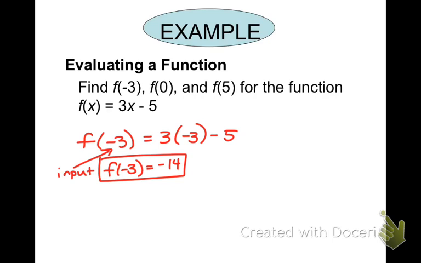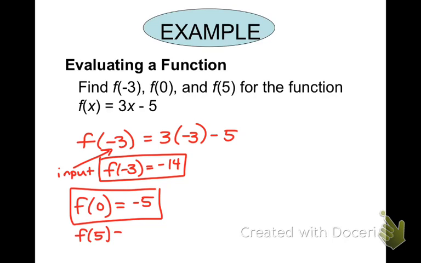You guys remember doing this? Algebra 1. So if I wanted to do f of 0, what would be my output? Negative 5. If I wanted to do f of 5, what would be my output? 10. Okay? So, function notation. That's everything you've got for section 3.